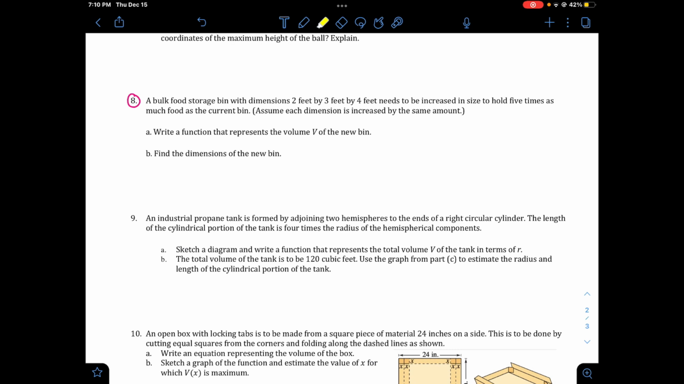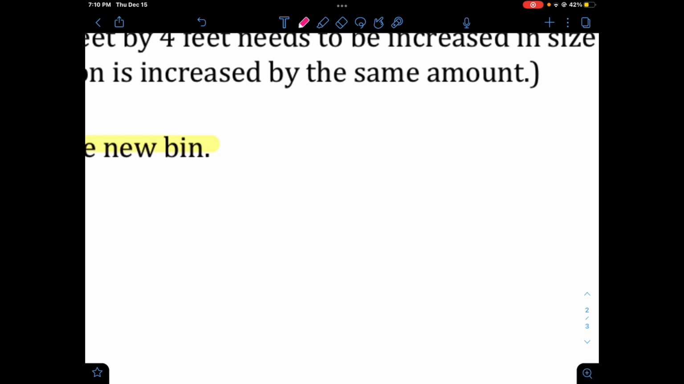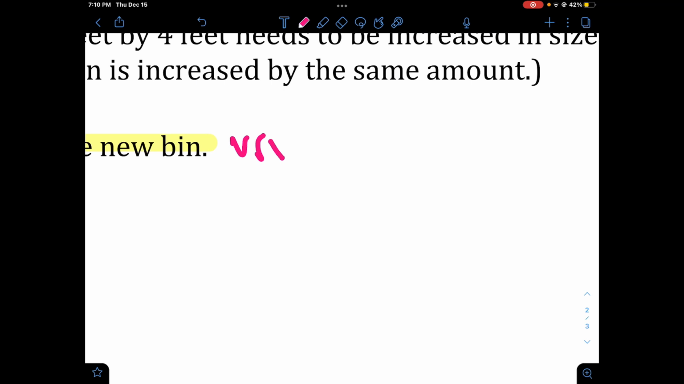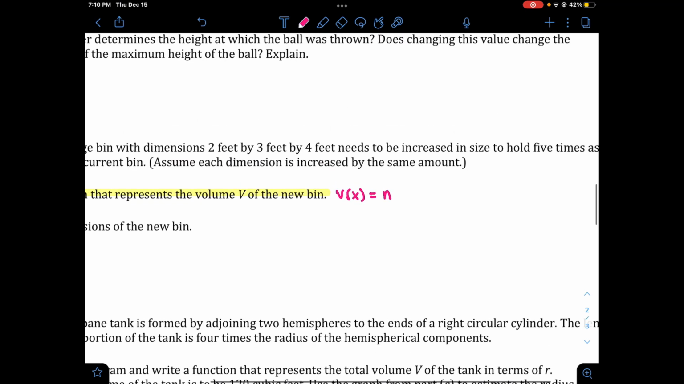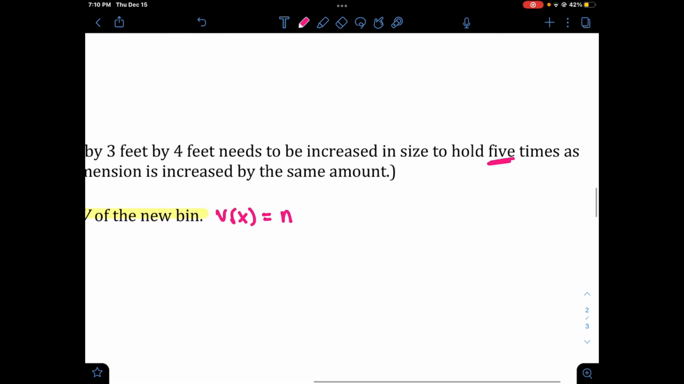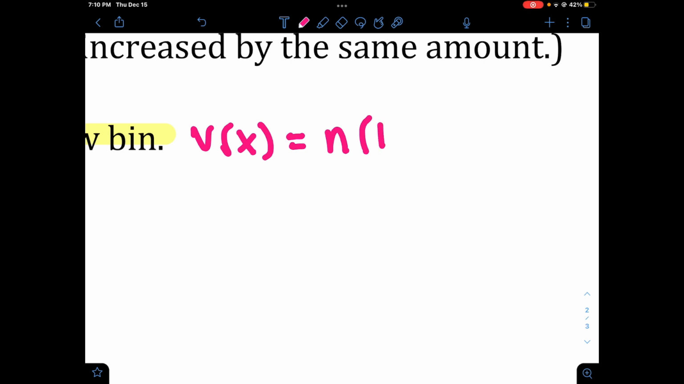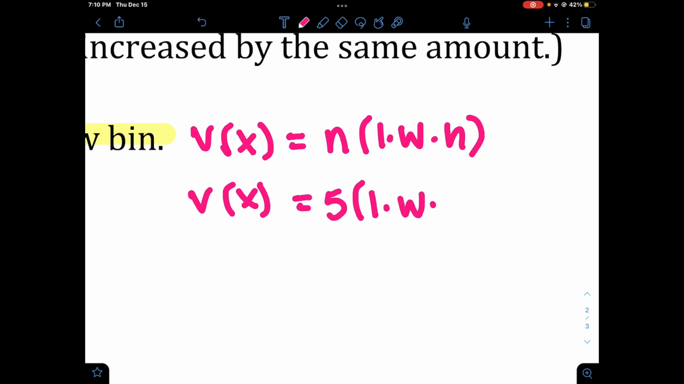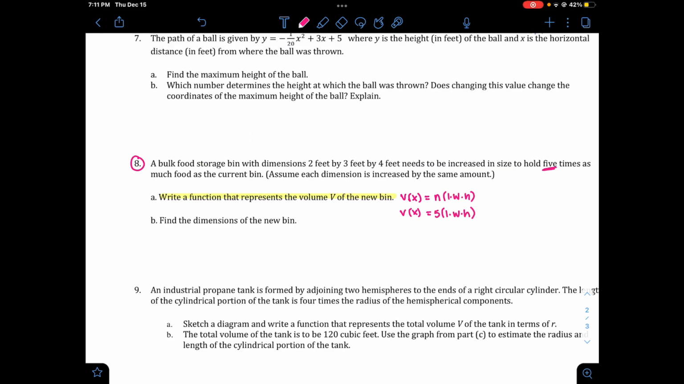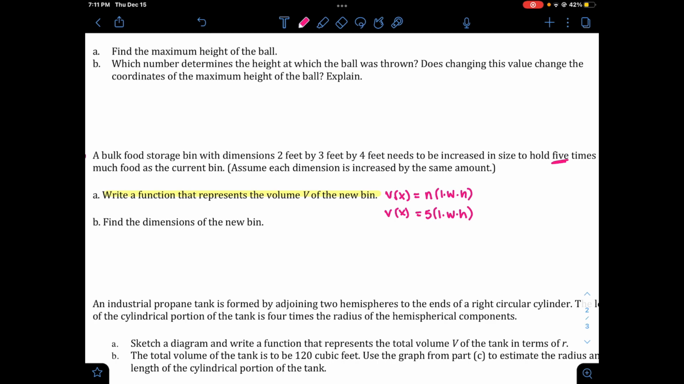Okay, to solve number 8, we need to write a function that represents the volume of the new bin. So to solve for volume, it is going to be V of x equals the number that we are given, which is 5, times the length, times the width, times the height. So we're going to make it 5 on the outside, length, width, height. That will be our function that represents the volume V of the new bin.